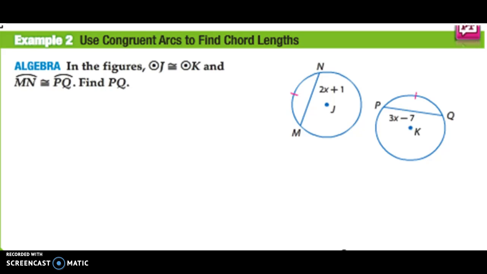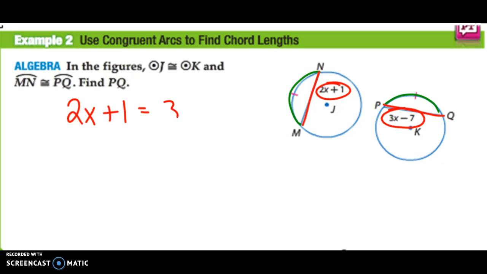All right, example 2. It says in the figure, circle J and circle K are congruent, and arc MN is congruent to PQ. Find the length of PQ, the chord, right here. Well, we see that it's 3x minus 7. We also see that MN, which is the same because they're congruent, is going to be 2x plus 1. So our job is really to find x first and then find the length. So what we do is we set them equal to each other. 2x plus 1 is equal to 3x minus 7. Okay?